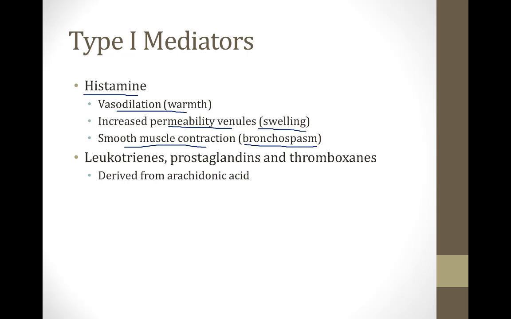Other important mediators are those derived from arachidonic acid. These include leukotrienes, prostaglandins, and thromboxanes. They can be produced quickly as part of the early phase, and they can also be produced later as part of the late phase of type 1 hypersensitivity reactions.